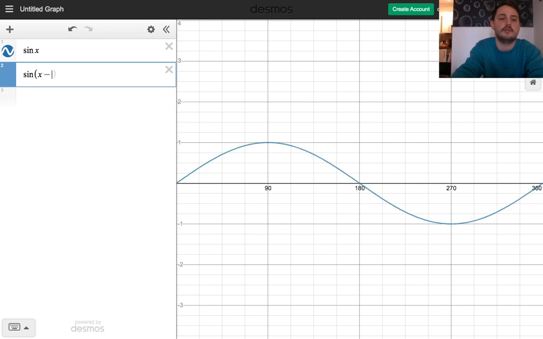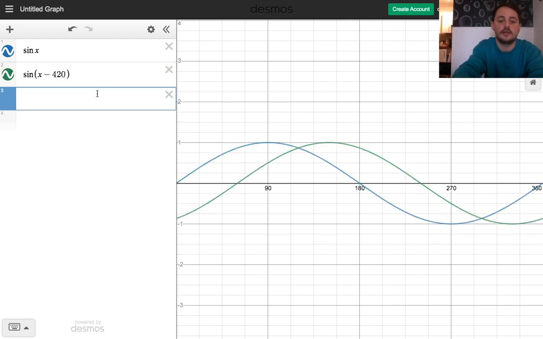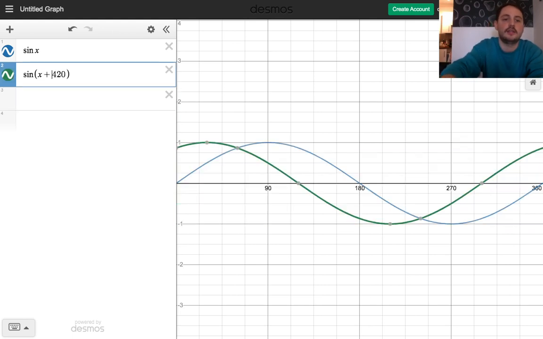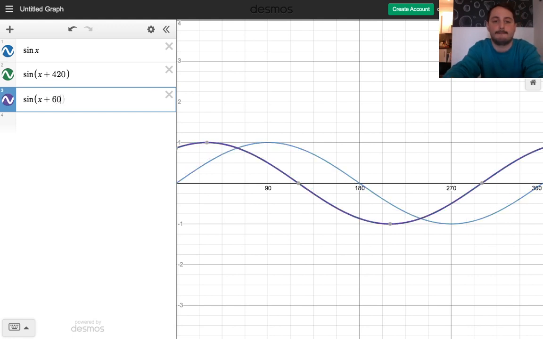So you've got sine of x minus 360. You see it doesn't shift at all. If I do the 420 shift, they had it as a plus, didn't they? You can see how the purple one and the green one are the same as each other, because there's a difference of 360 here, so they're kind of landing on top of each other.